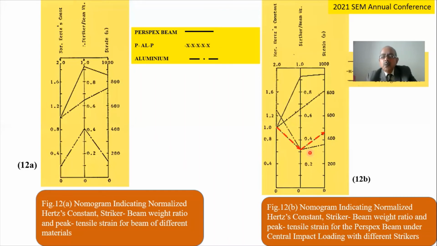The second nomogram has the normalized Hertz constant, striker beam weight ratio, and peak tensile strain for the perspex beam under central impact loading with different strikers. So if the striker is changed, and the normalized Hertz constant, we can find out with the help of the beam striker weight ratio the strain, or the peak strain developed in the material for a similar type of impact loading.